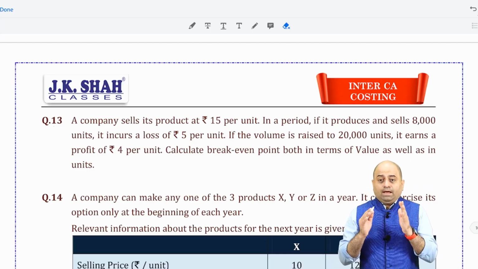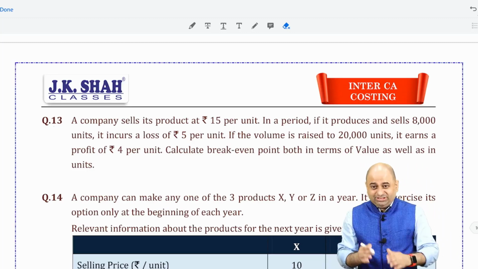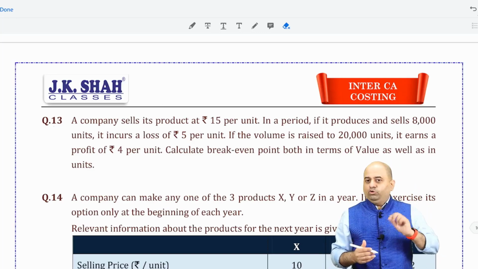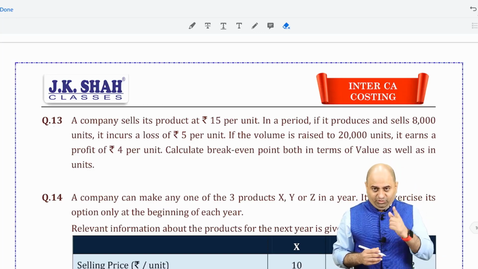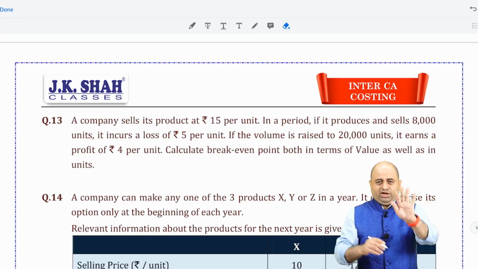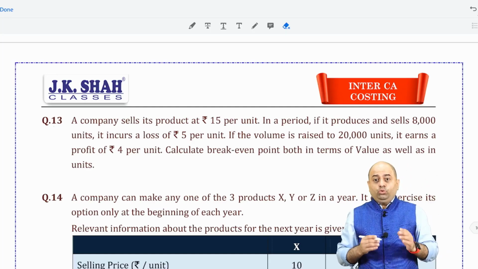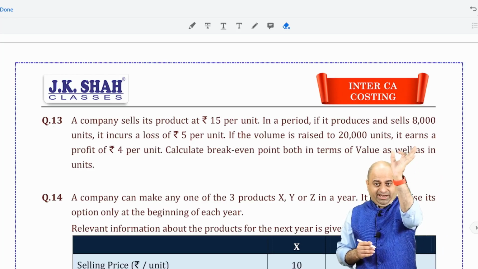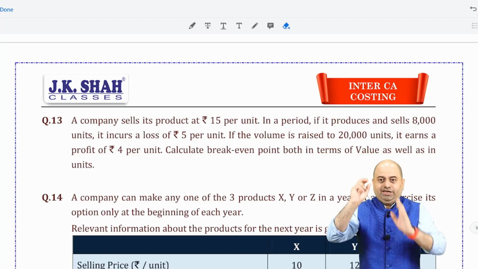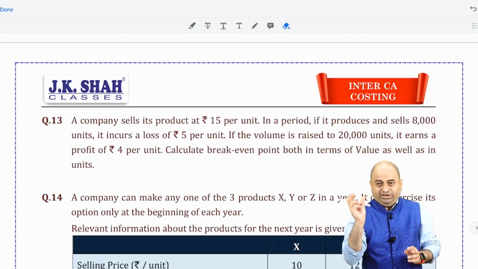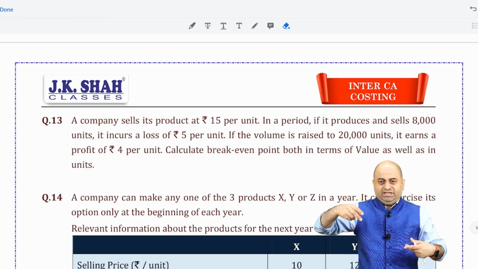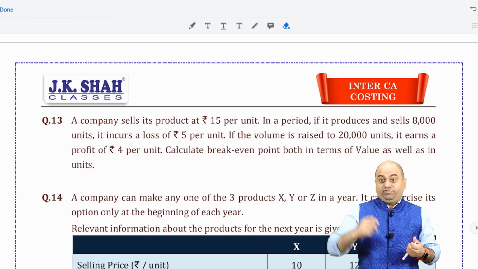So what you do, the concept which we are going to follow in this question is same as what we followed in the 12th question, which means same thing, absolutely. Change in profit upon change in sales into 100 will give you PV ratio. So what do you do? Calculate sales for 8,000 and 20,000, calculate loss for 8,000 because you are incurring loss, and calculate profit for 20,000. Find the difference. Finding difference in sales is very easy. Finding difference in loss and profit will be difficult.